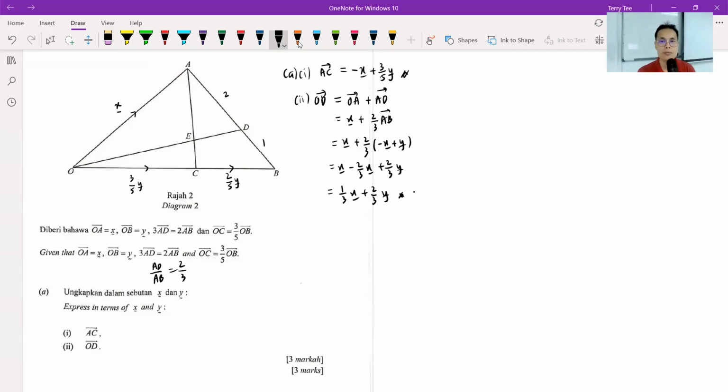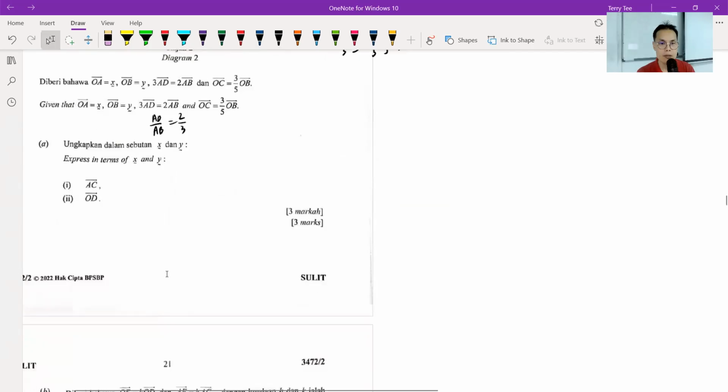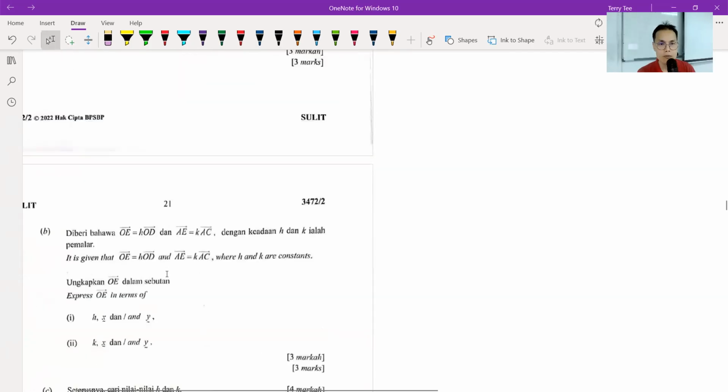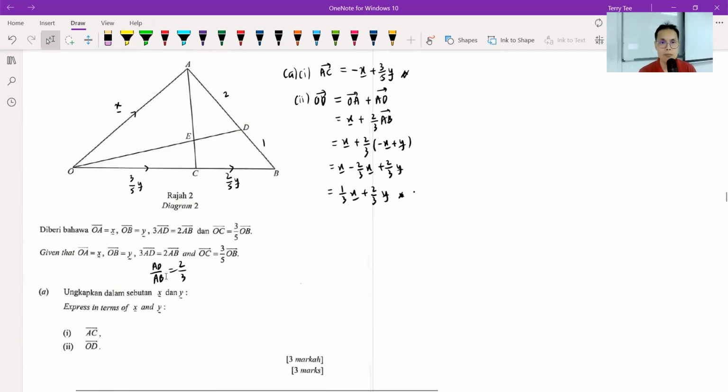Okay, next. Now, the second part: you're given this information, OE equals HOD. That means this ratio is H, and the whole thing is 1. I don't have to write that, I just write H here.